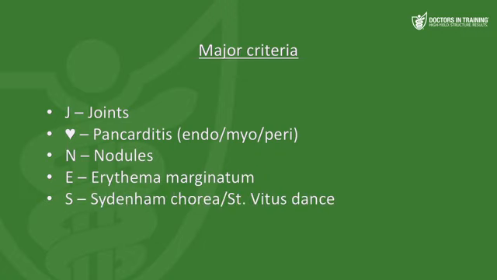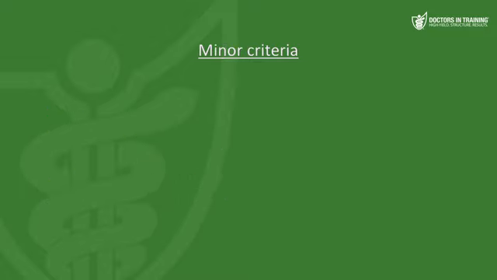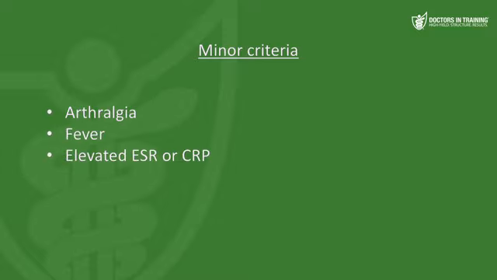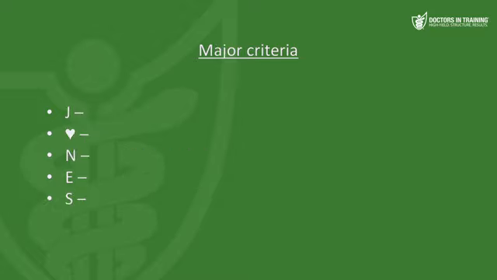And the S is for Sydenham chorea, and this is sometimes called St. Vitus dance. It's characterized by uncoordinated movements of the face and the limbs. Now, for the minor criteria, these are kind of nonspecific and less important for test taking. They include arthralgia, fever, elevated ESR or CRP, and a prolonged PR interval on your EKG. Like I said, I think the major criteria are more important to know than the minor criteria, so I want you to pause the video and take this opportunity to write out the Jones major criteria. Remember that these are the ones that are supposed to spell out Jones.